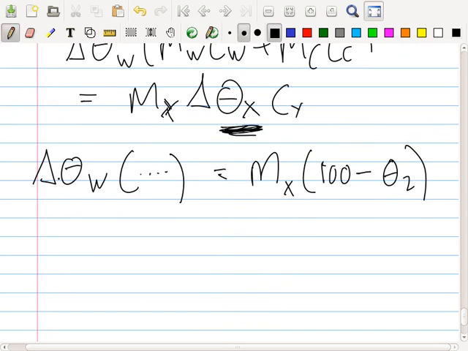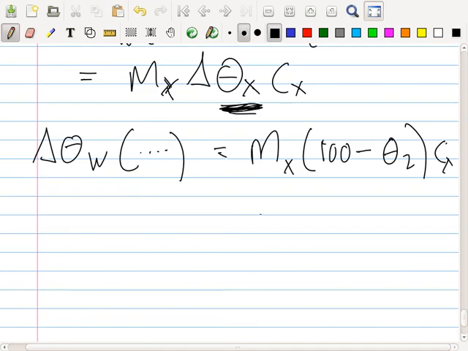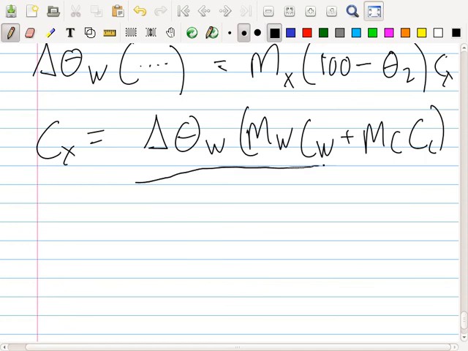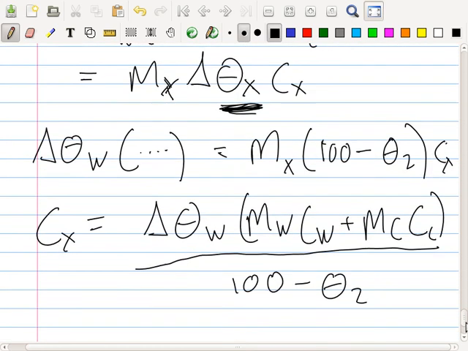And this is delta theta W here. Because I'm looking for CX, I'll rewrite this as CX equals delta theta W times (MW CW plus MC CC) all over 100 minus theta 2. Where is the MX? Here it is.